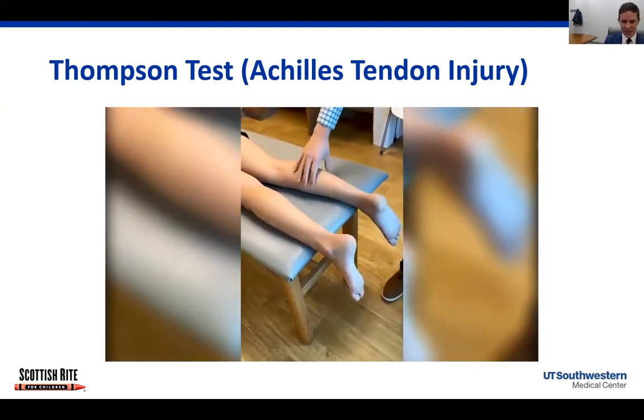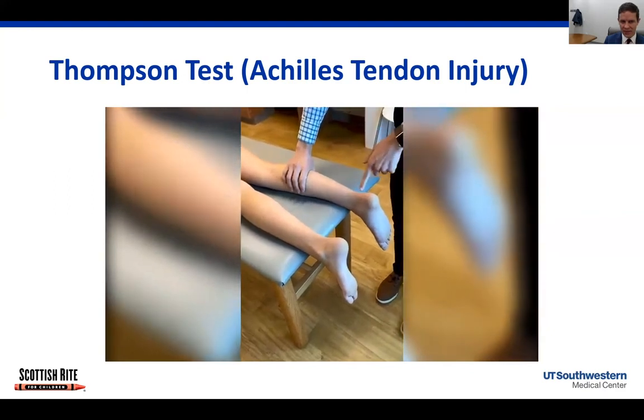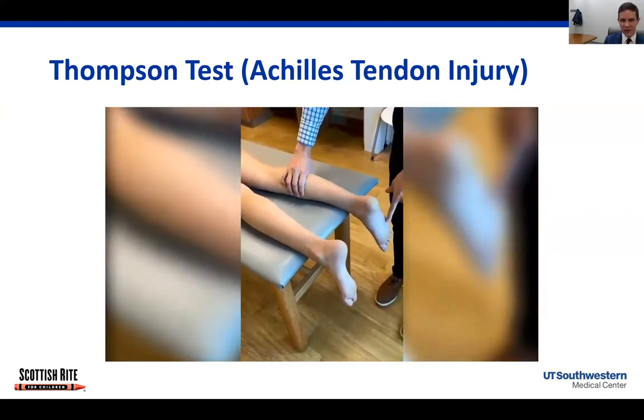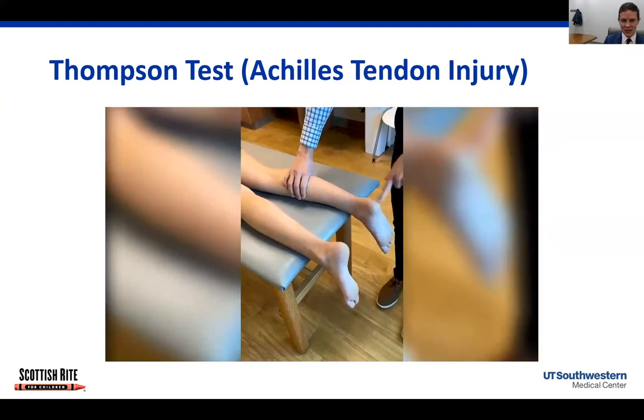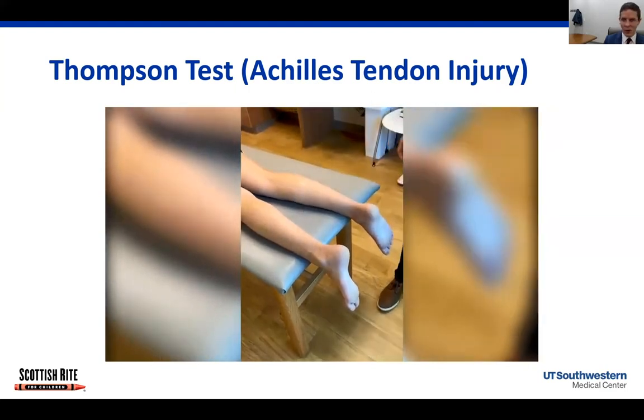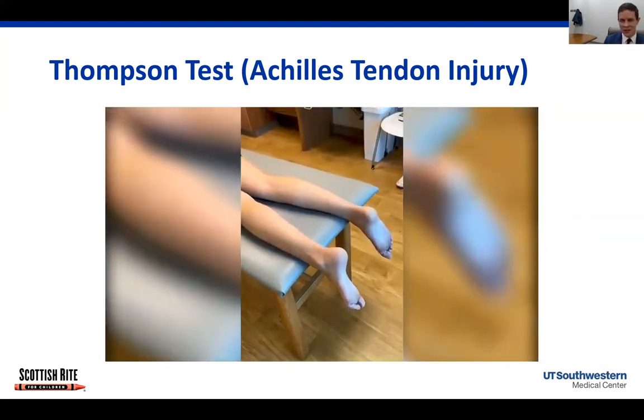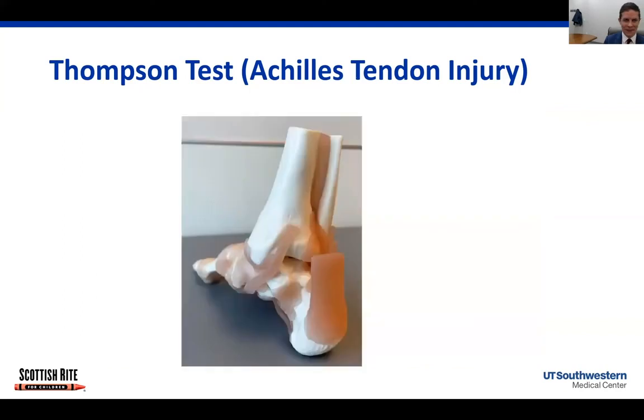If it does, it tells me the connection between that calf muscle and the foot, which is the Achilles tendon, is intact. And once again, you always want to compare it to the other side. If there's any concern, saying this one isn't moving very well, or it's not moving at all, check the other side as well.